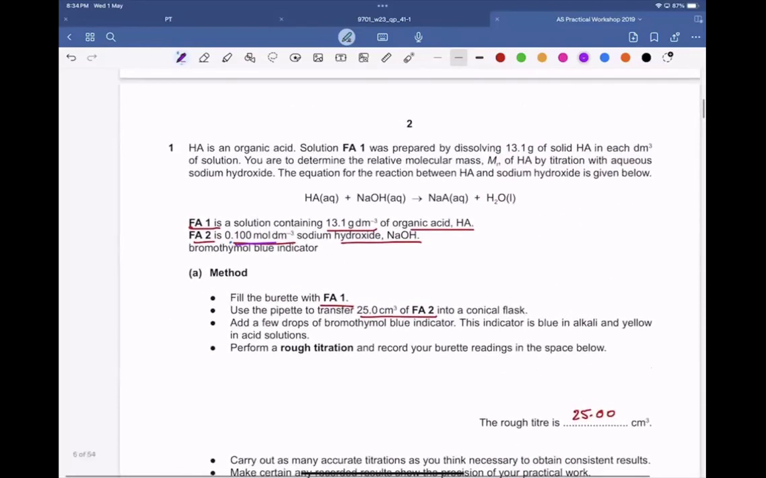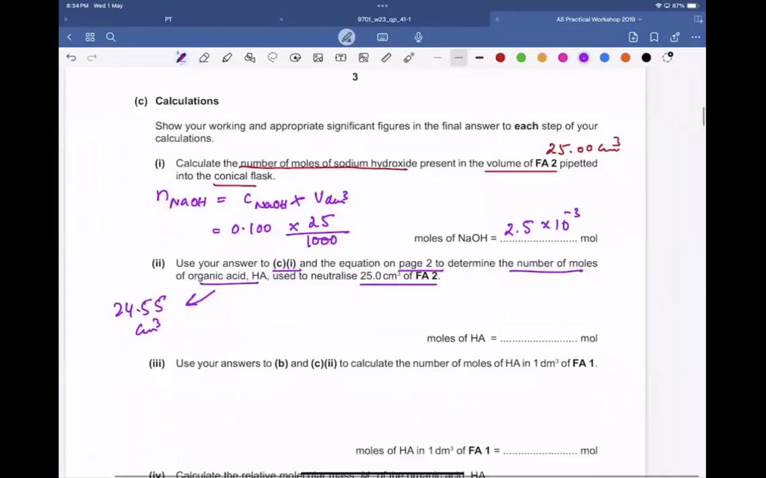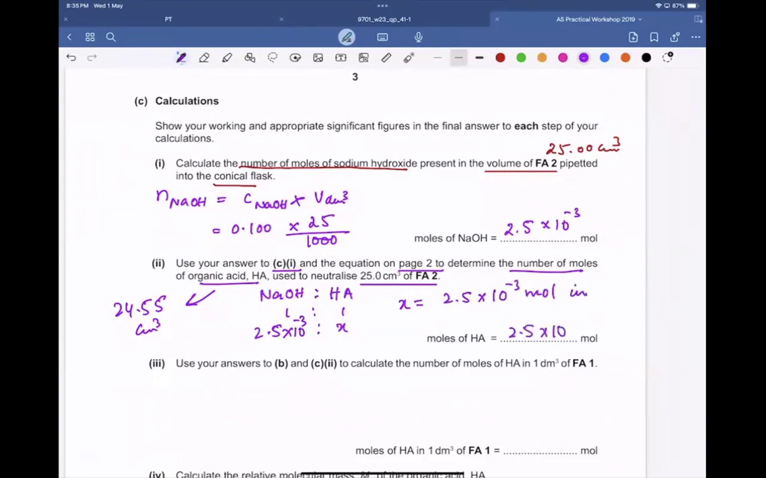Now see, again you have to take the mole ratio, and if you see the mole ratio is 1:1, right? So it means that NaOH to organic acid, which is HA, the ratio is 1:1. So if the moles are 2.5 exponent minus 3, and it would be X, if you calculate, X would be the same, 2.5 exponent minus 3 mole. But these moles are in 24.55 centimeter cube of FA1. Is this clear to all of you? If any one of you has any confusion, please ask.